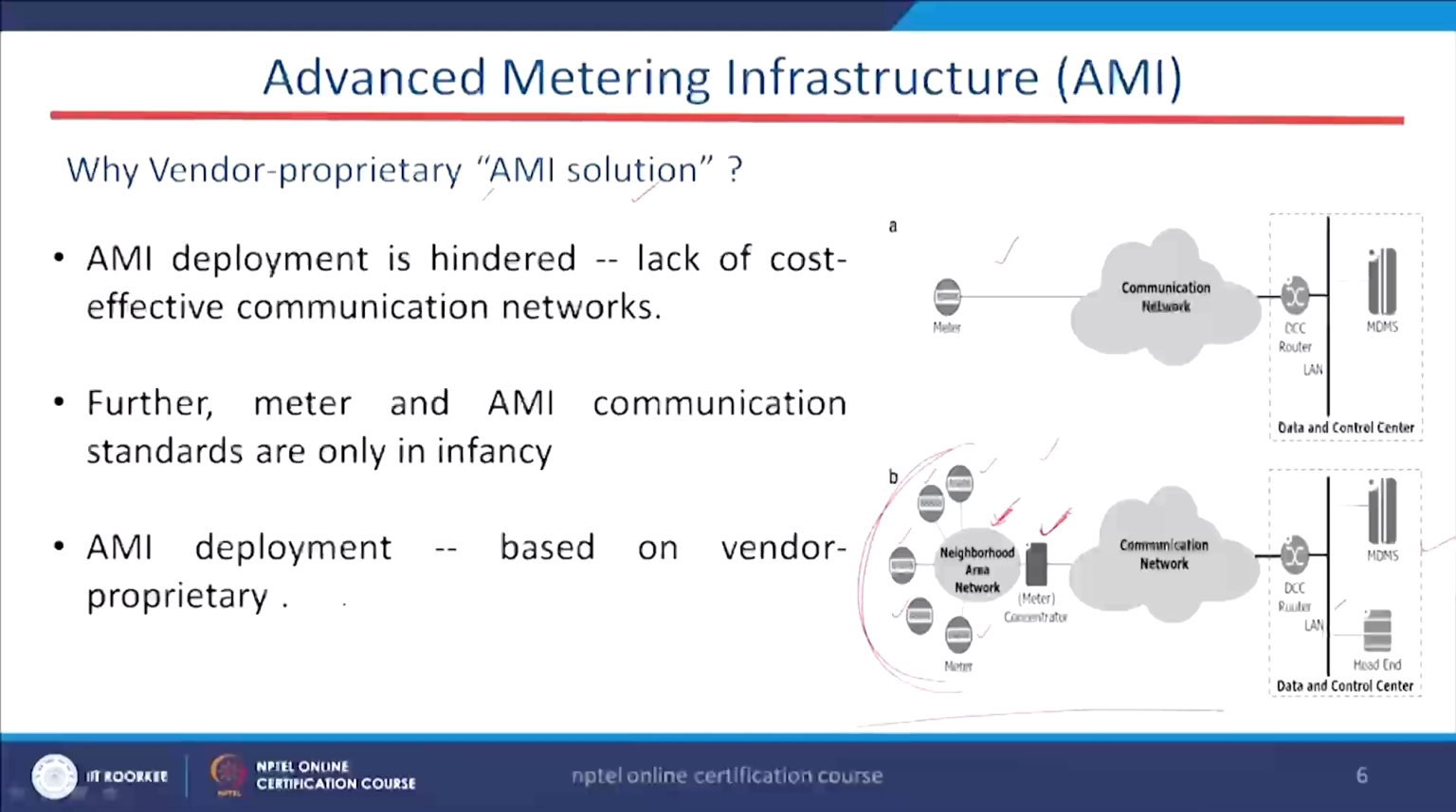I just want to mention one thing: why is this second one essential? If we have the first one, why are you opting for the second one? What is the necessity? To be honest, this kind of structure, I am talking about the AMI communication standards and the AMI deployment, exists basically due to the lack of communication infrastructure, and the communication standards being in the fancy stage and also not cost effective. So, for that reason the AMI deployment is based on vendor proprietary solutions.